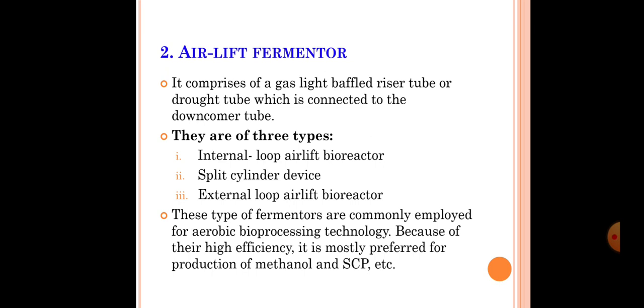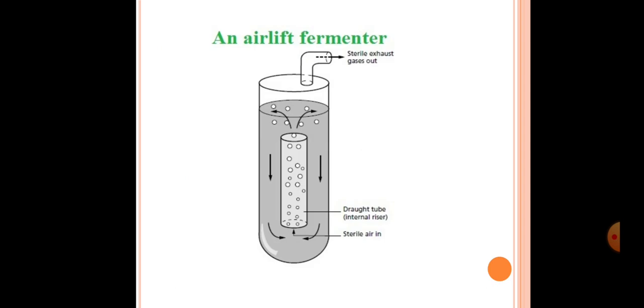Moving on to the second type of fermenter, airlift fermenters. It comprises a gas-tight baffled riser tube or draught tube which is connected to the downcomer tube. These airlift fermenters are basically of three types: internal loop airlift bioreactors, split cylinder device, and external loop airlift bioreactors. These types of fermenters are commonly employed for aerobic bioprocessing technology, wherein we grow aerobic microorganisms. Because of their high efficiency, they are mostly preferred for production of methanol and single cell protein.